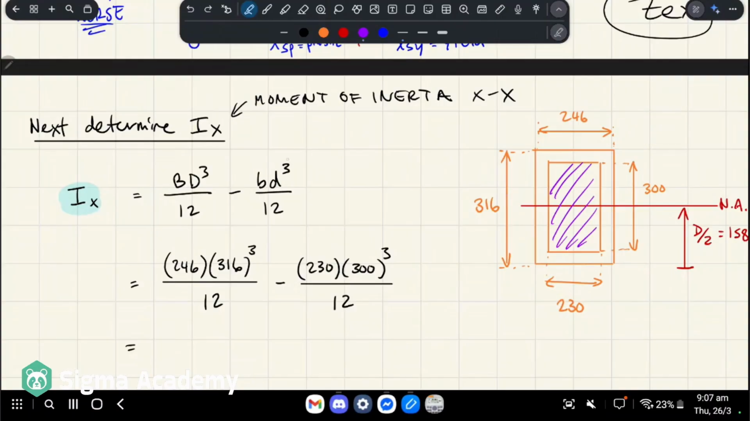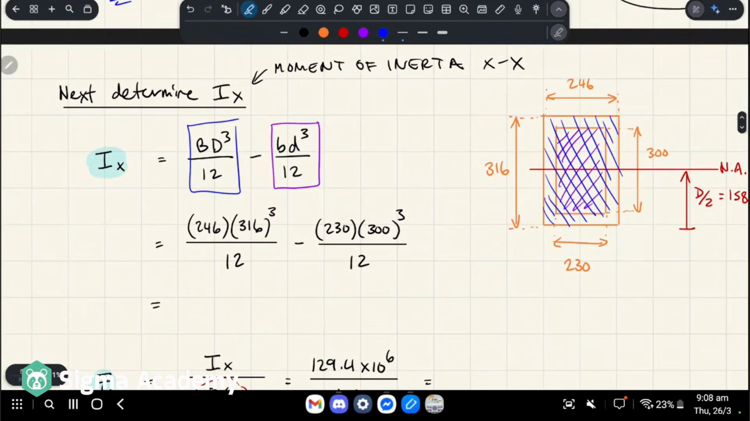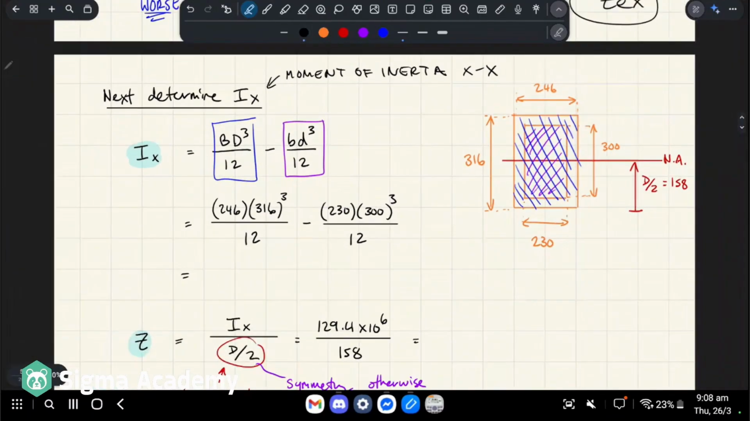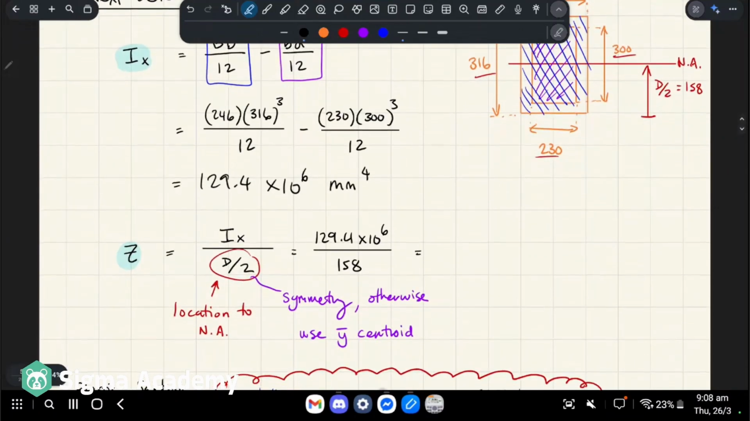All we need to do, so that's the purple box, right? We just subtract that from the bigger box, right? That's the blue one there. I'll just do the hatch in the other direction so it's clearer. There we go. Hopefully that's clear as to what I'm doing mathematically, right? So doing bd cubed on 12 minus bd cubed on 12, but we're going to plug in different values. And I've just listed out the dimensions that we're using. That gives us on a calculator 129.4 times 10 to the 6, and this is in millimeters to the power 4.